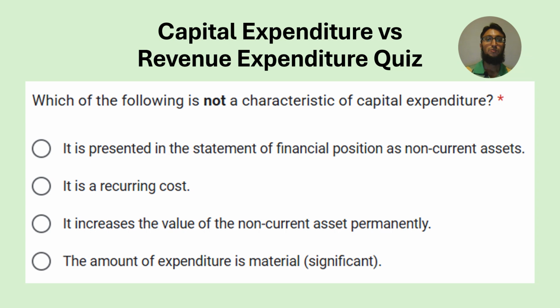Next question. Which of the following is not a characteristic of capital expenditure? To put it another way, which of the following is not a characteristic of a non-current asset? So let's look at the options. First one, it is placed in the statement of financial position. That is a true statement. Next, it is a recurring cost. It is not correct. In fact, non-current assets are more of ad hoc costs.